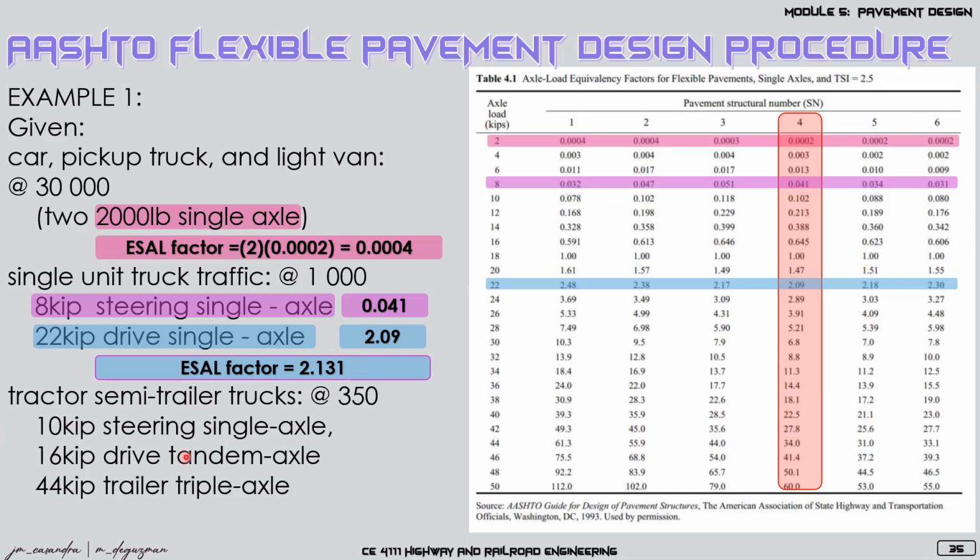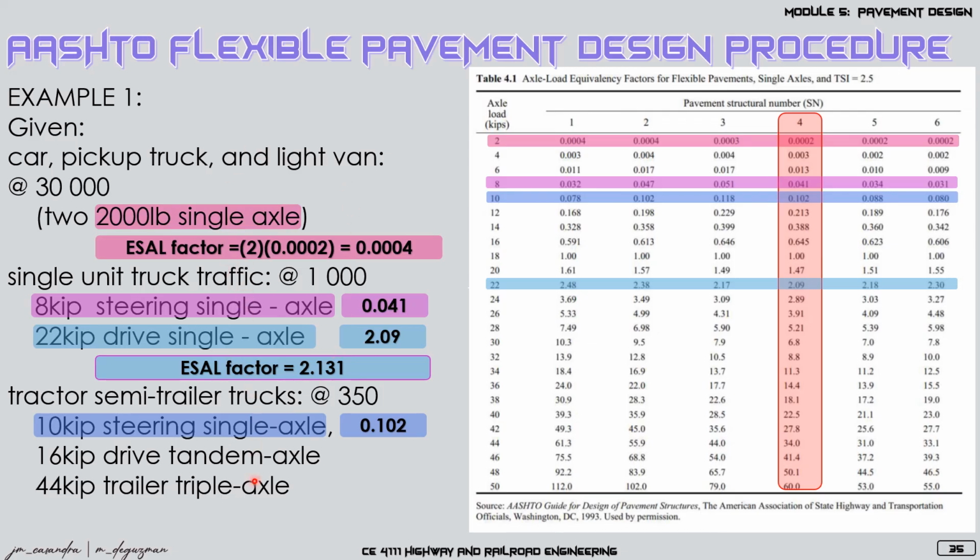And then, for the next vehicle type, our semi-trailer truck, we have a 10 kip single axle. So we still use Table 4.1. So for 10, it gives us a factor of 0.102. Okay? So we have already found all the equivalent factors for the single axle loads for each vehicle.